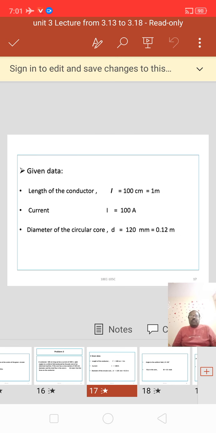Okay, now the given data is length of the conductor L equal to 100 centimeter. We want to change the centimeters into meters, so that equal to 1 meter. Current I equal to 100 amperes. Diameter of the circular core D equal to 120 millimeters, that equal to 0.12 meters. Okay, these are the values given in the problem.